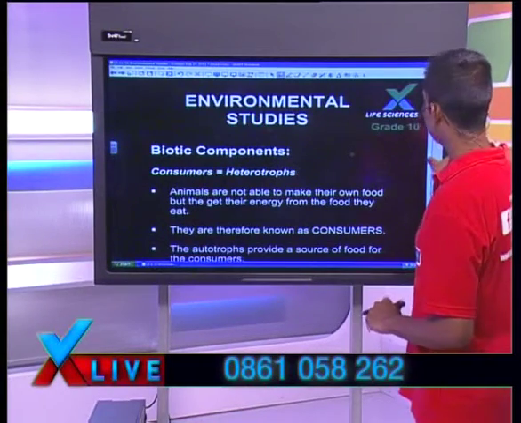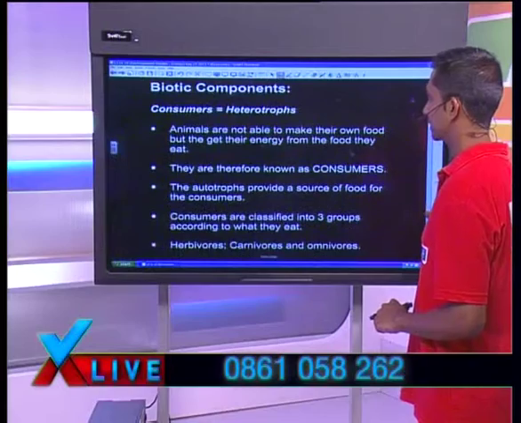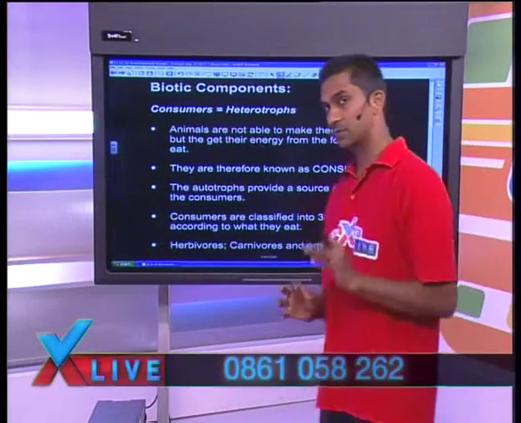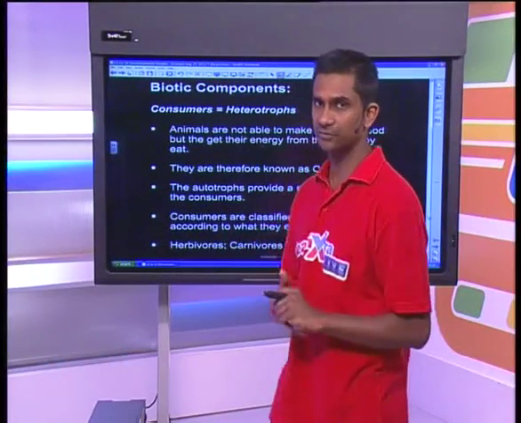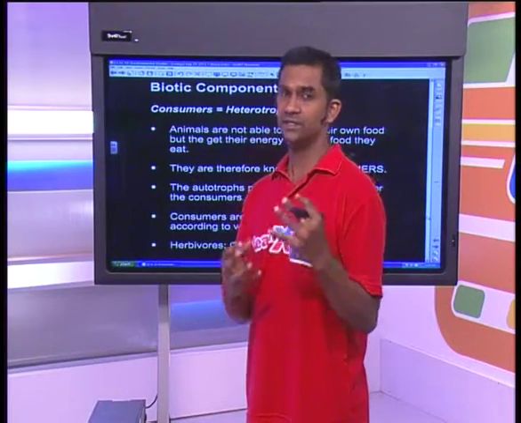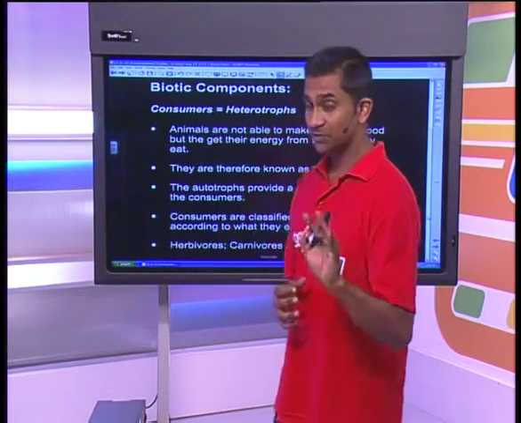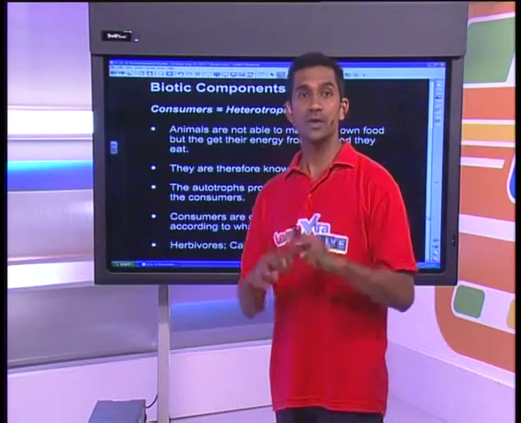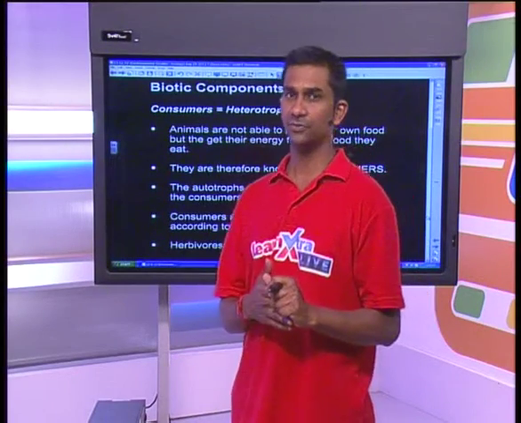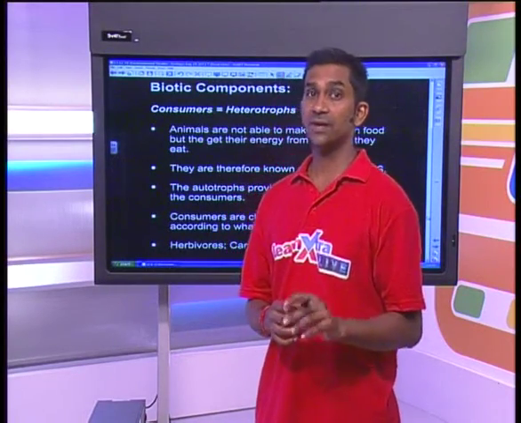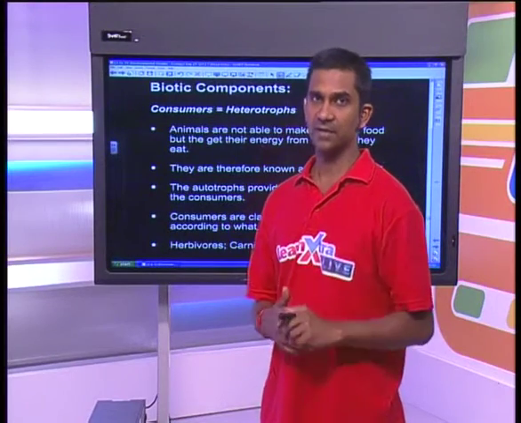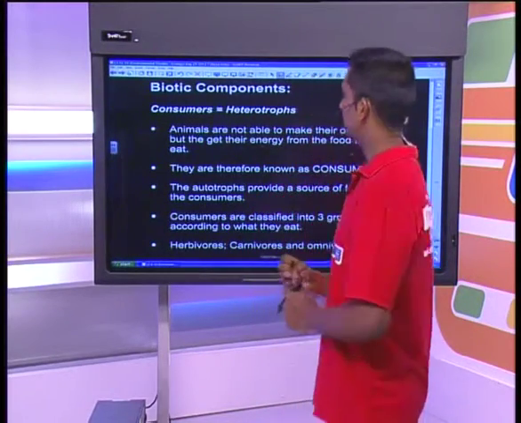Okay, let's look at the heterotrophs next. So we looked at autotrophs and we said that autotrophs were capable of manufacturing their own food, and for them to do that they need to have chlorophyll. When we talk of heterotrophs, we refer to organisms that are not capable of manufacturing their own food. These organisms will rely on other organisms for their energy. Let's look at them in detail.